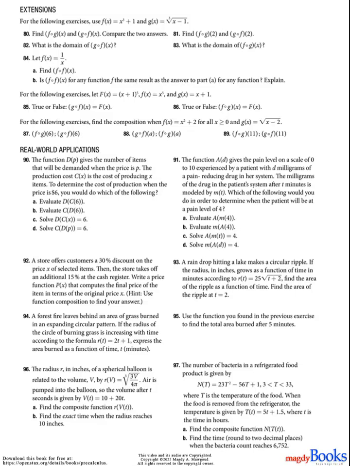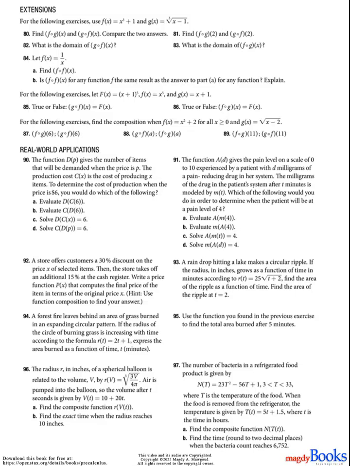94. A forest fire leaves behind an area of grass burned in an expanding circular pattern. If the radius of the circle of burning grass is increasing with time according to the formula r(t) = 2t + 1, express the area burned as a function of time t, in minutes. 95. Use the function you found in the previous exercise to find the total area burned after 5 minutes.